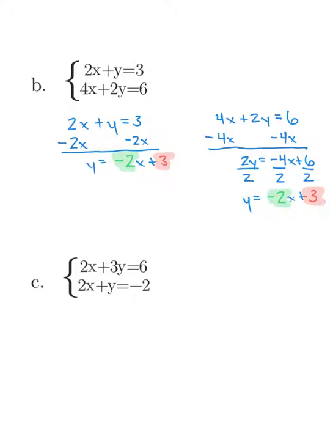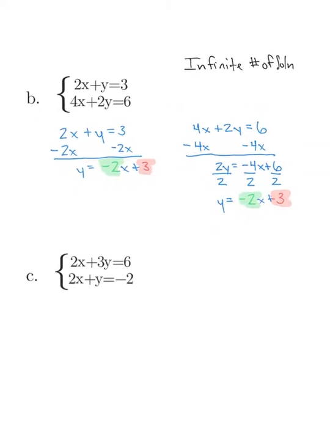So what does that mean? We have the same line, and if you look at these equations, they are the same equation. So that means that these two lines lie on top of each other. So we have an infinite number of solutions. And for this class, that's all you need to write. Infinite number of solutions.